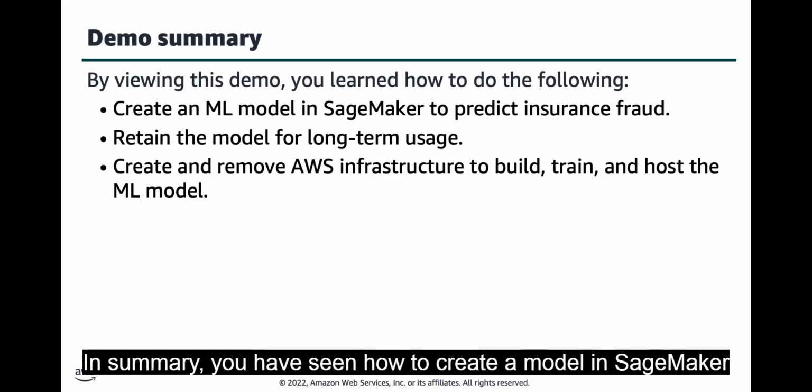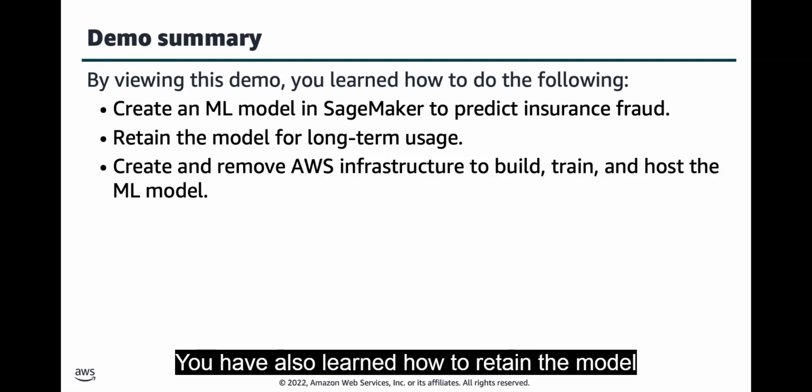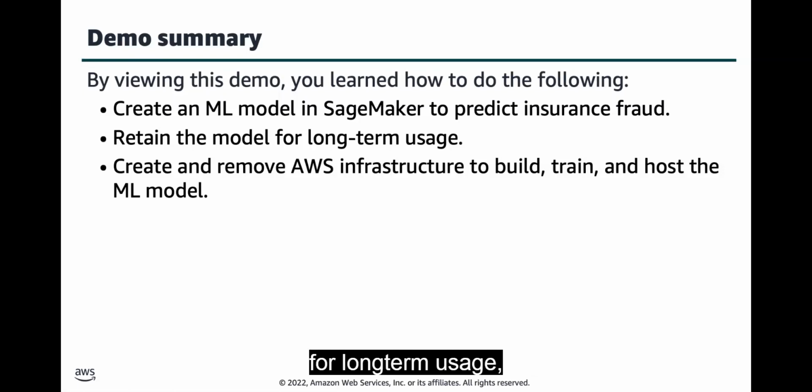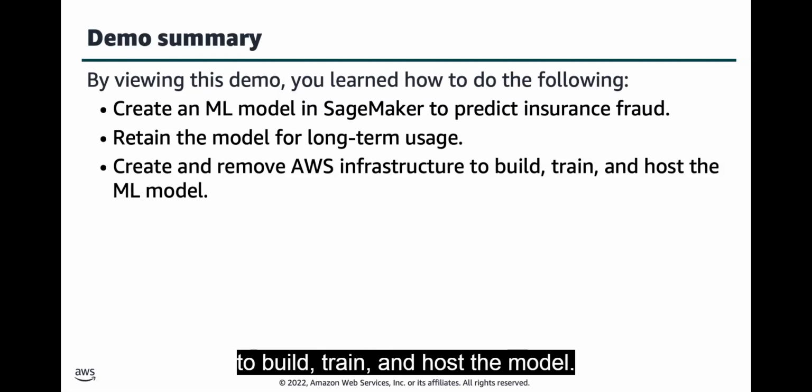In summary, you have seen how to create a model in SageMaker to predict whether an insurance claim is fraudulent. You have also learned how to retain the model for long-term usage, while being able to create and remove AWS infrastructure to build, train, and host the model.